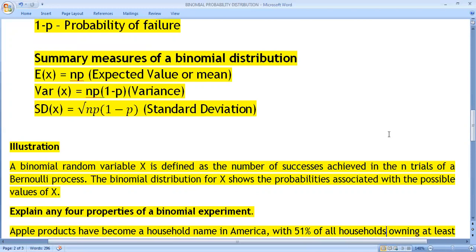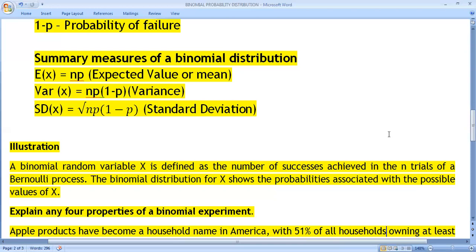This is a particular type of experiment, named after the person who first described it, a mathematician known as James Bernoulli. In such a process, you find that it will consist of n independent and identical trials of an experiment, such that on each trial, as we have seen, there are only two possible outcomes, labeled as success or failure. And of course, the probability of success and failure remains the same from trial to trial.